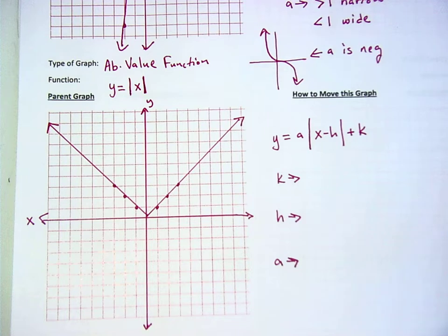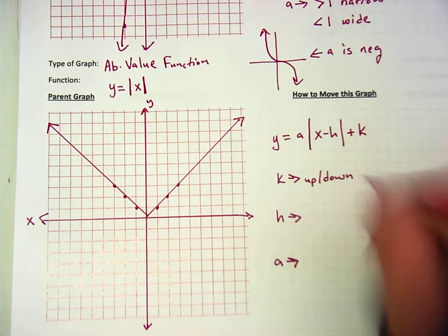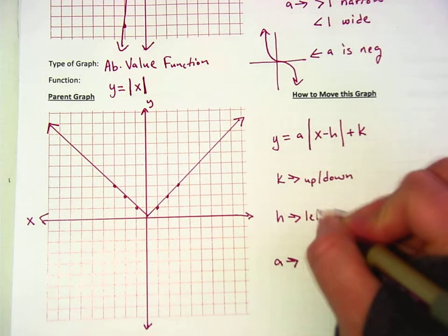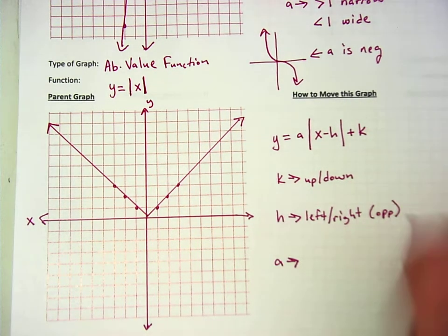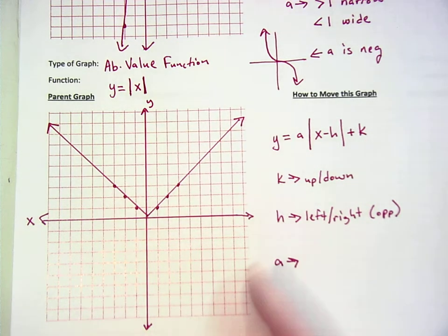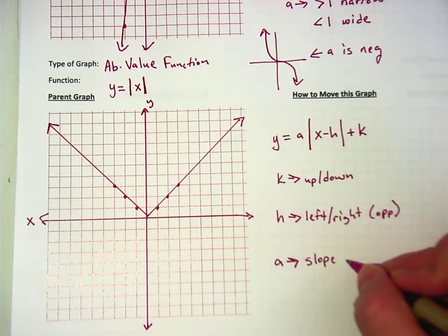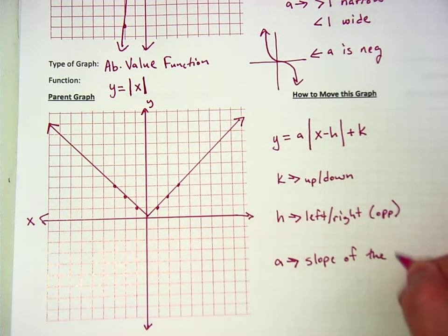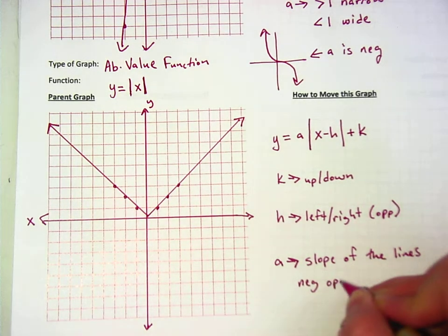I have no idea why most Algebra 2 curriculums teach these all separately. It's so easy just to do them all at once because the A, the H, the K are always the same. What does K do? Up and down. What does H do? Left and right, but opposite of what you think it's going to be. A, in this case, does make it narrow and wide, but you can also just think of it as the slope of the lines.